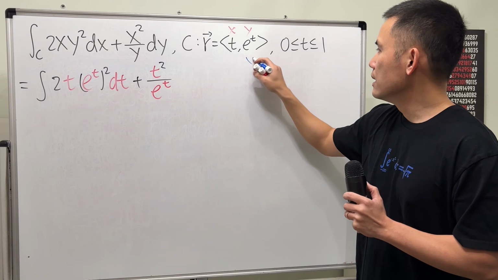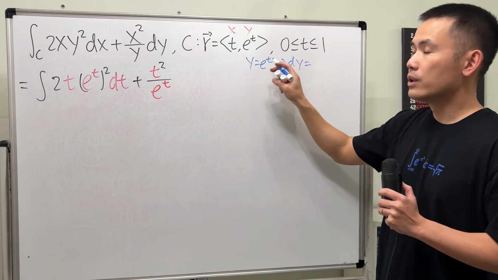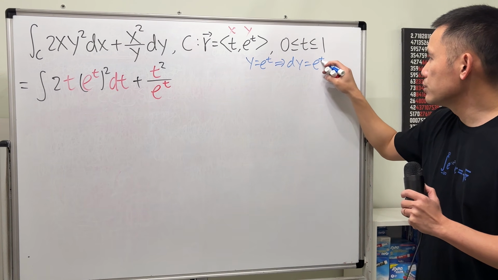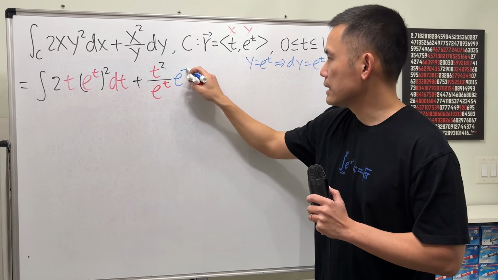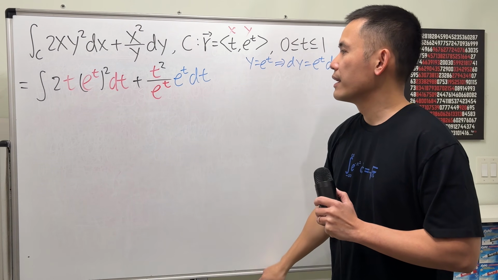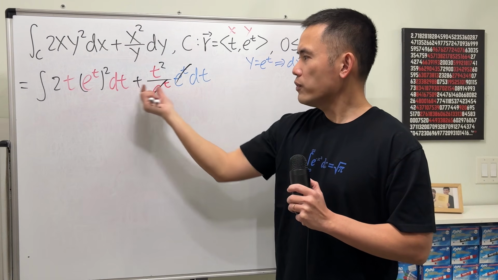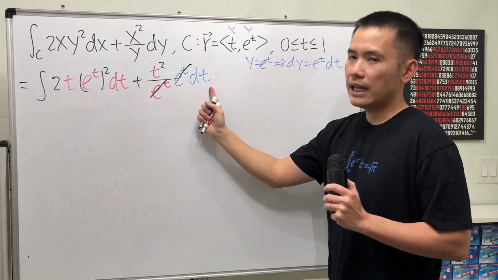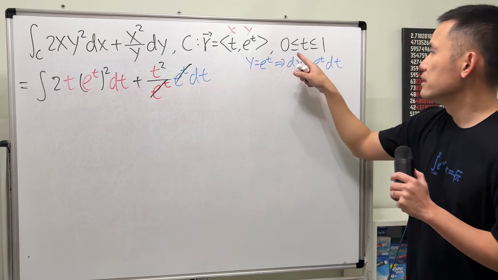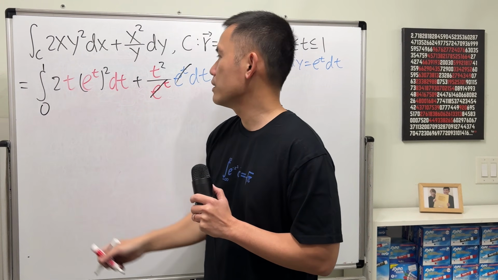y is e to the t, so dy is equal to, you take the derivative of this, which is e to the t, and then dt. So e to the t dt. And of course, you can cancel this out. And now notice, both of them have dt, so you can put that all the way at the end. And that's it, we're in the t world. t goes from 0 to 1. So just go ahead, plug in 0 and 1 right here.